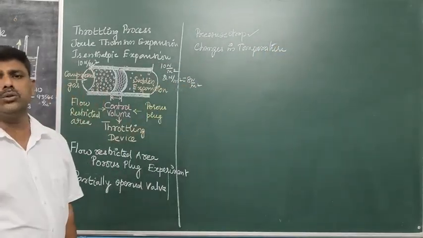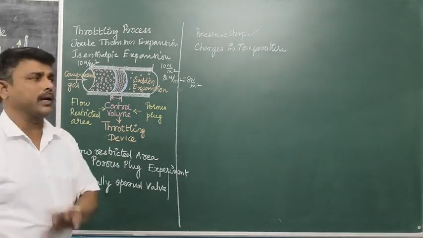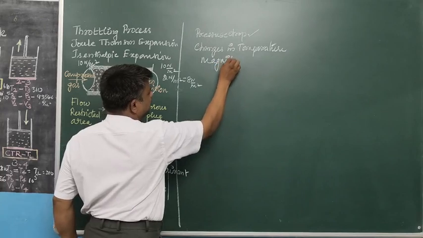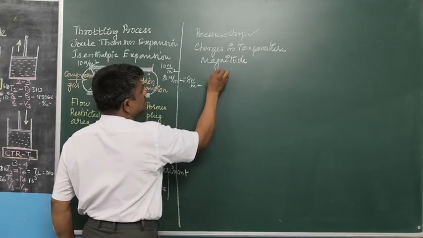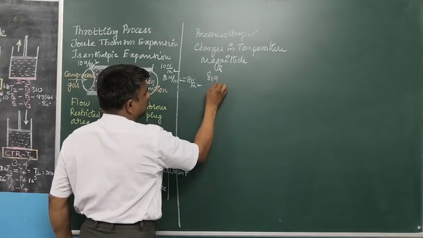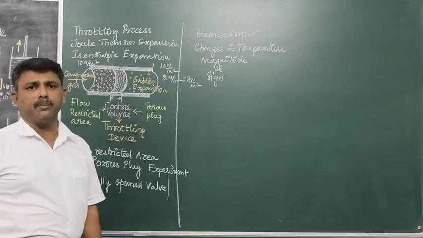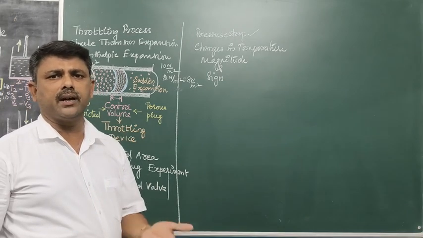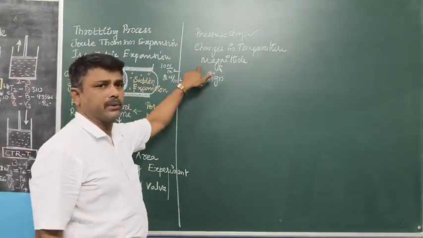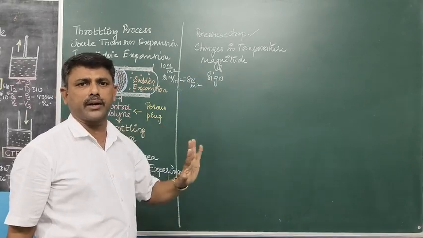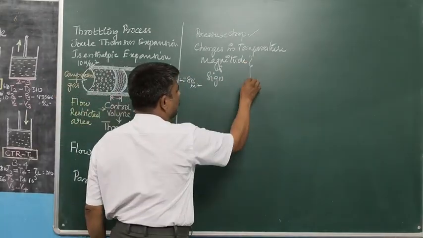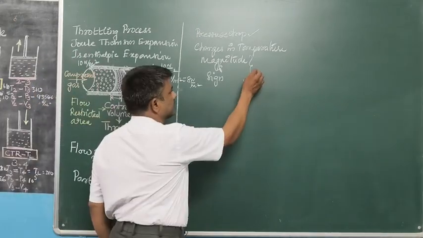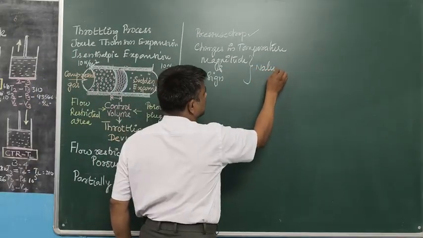Changes means variation in both magnitude and sign. Magnitude means temperature can increase or decrease. Increasing temperature or decreasing temperature is referred to by magnitude. Sign means positive or negative. Whether the magnitude increases or decreases depends on the nature of the gas.